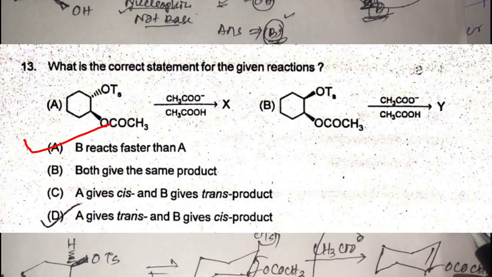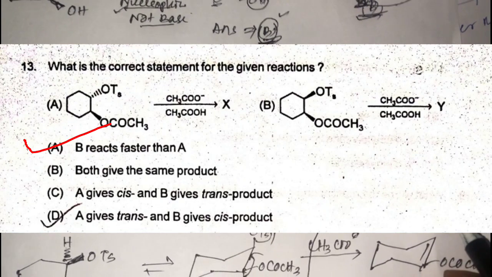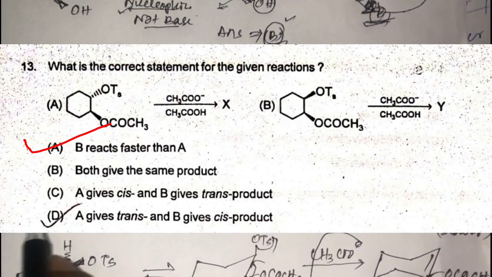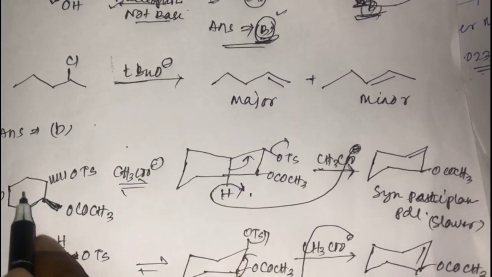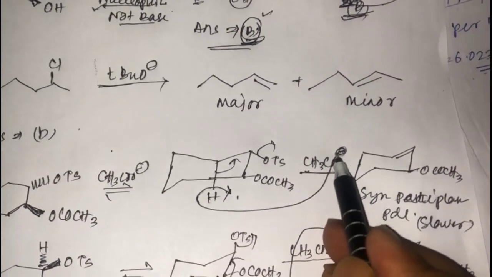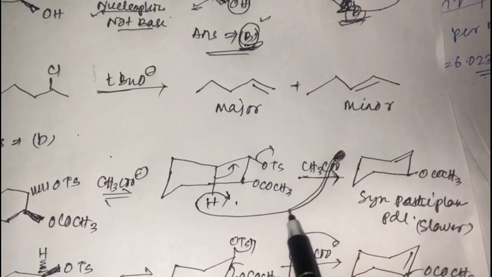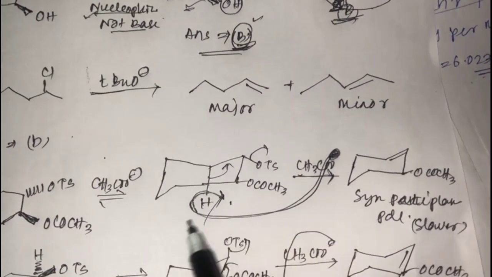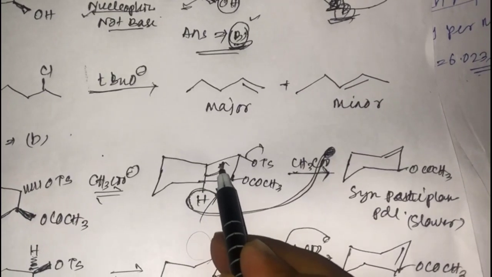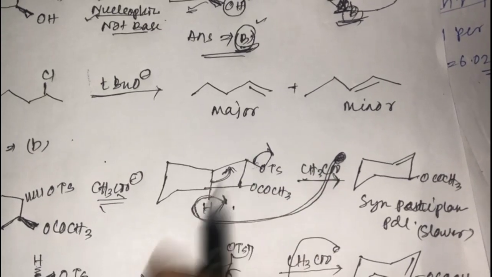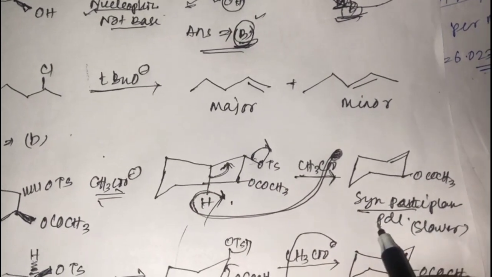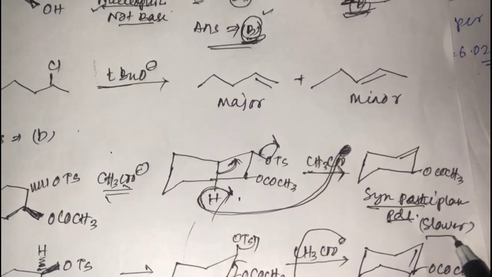Okay. 13. What is the correct statement for the given reactions? See, they have given you two reactions. In reaction A, I can transform this compound into this form. So here, the acetate ion will abstract this hydrogen. And this bond will shift in this direction, and your leaving group will be out. Your syn product is formed, and this process is usually slower.